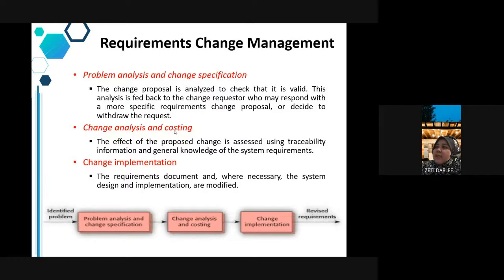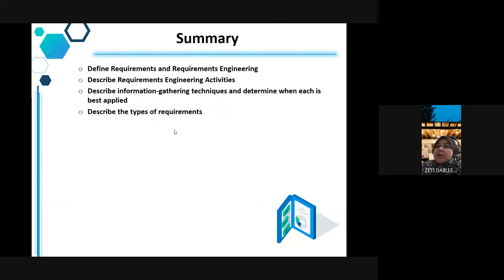Problem analysis and change specification, ini basically term, nanti kamu bacalah kot. Saya tak nak go into detail dia lah. Yang penting untuk chapter ni, the requirement, definition, requirement engineering, the activities, especially the types, the functional and non-functional requirements, sebab benda tu yang kamu akan lakukan untuk project nanti. So basically, untuk chapter ni yang only up to this slide lah. Thank you very much.